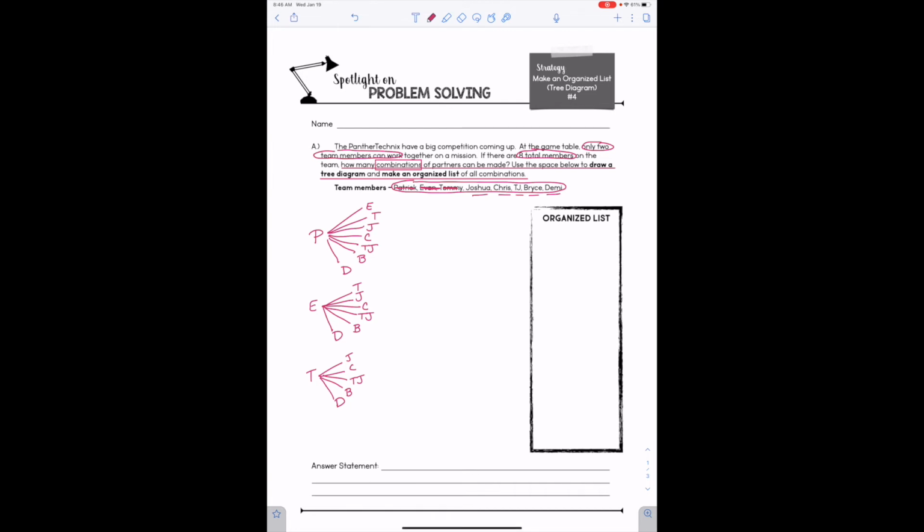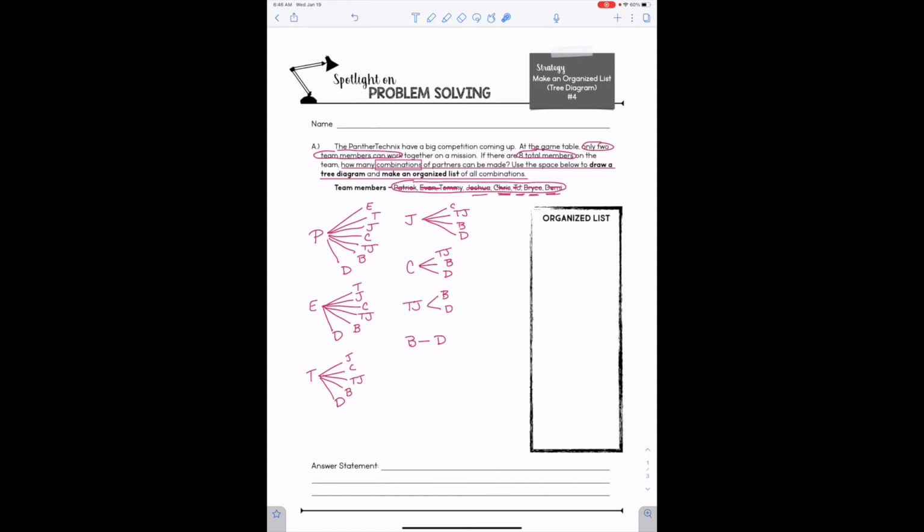So then I'm going to cross off Tommy's name, and then I can move on to the next person, Joshua. And that leaves 1, 2, 3, 4 for Joshua: Chris, TJ, Bryce, and Demi. I can cross off Joshua's name and move on to Chris. Chris has now 3 people. And you notice that it's going down every time I cross off one of those names. And then TJ is left with 2. And then Bryce is left with 1. So I can cross off both of them because Demi is included here, here, here, here, here, here, and here. So there's no other combination left for Demi.